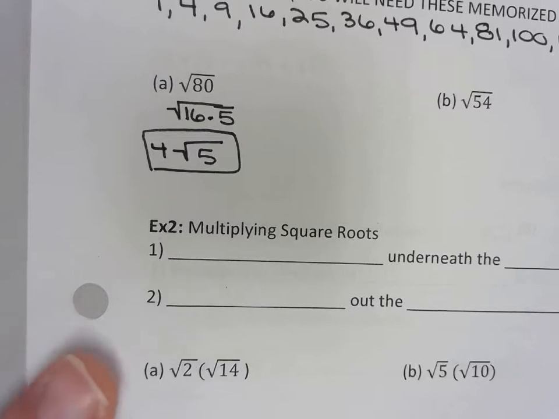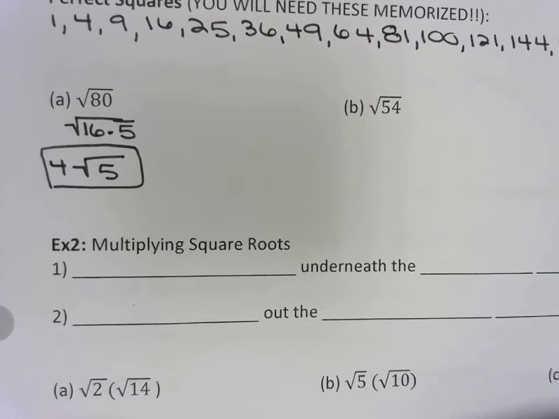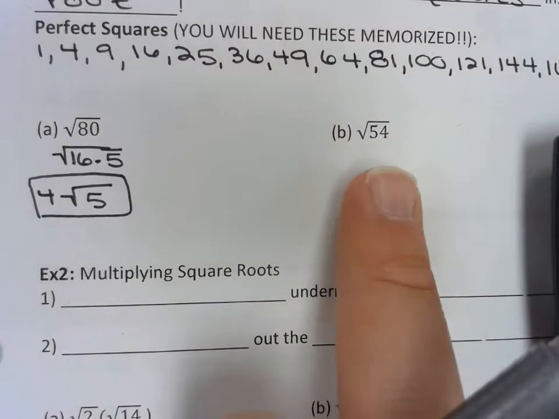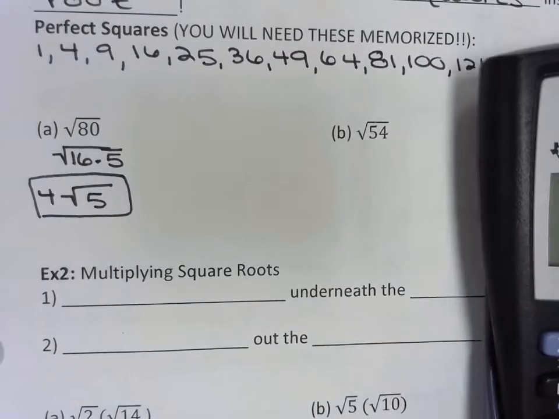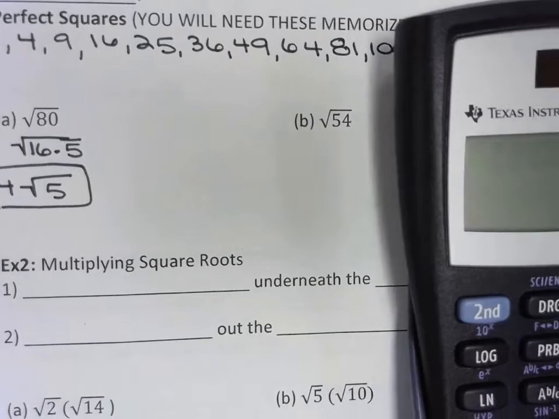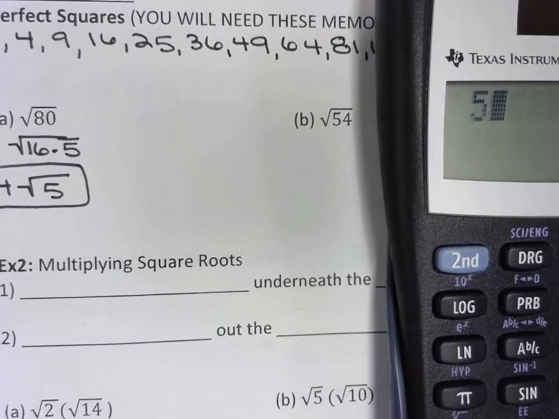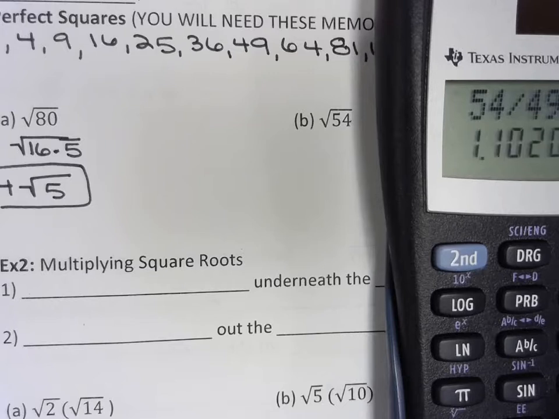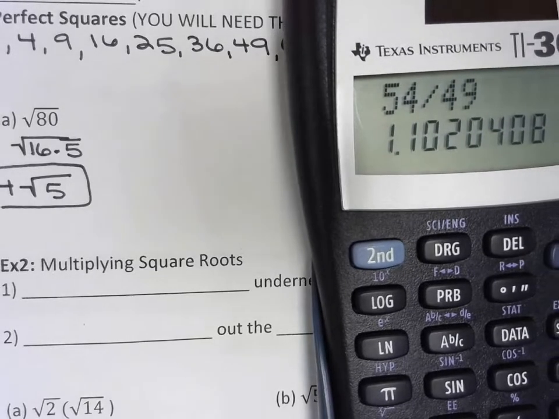Okay, next one. Square root of 54. Okay, if you can think about it in your head, you can do it. I see it's an even number, so I might kind of give you some hint. If not, just start with the perfect square that's right underneath it. So what is the closest perfect square to 54 without going over? 49. So 54 divided by 49, you already kind of know just by looking at it. It's not going to come in even.